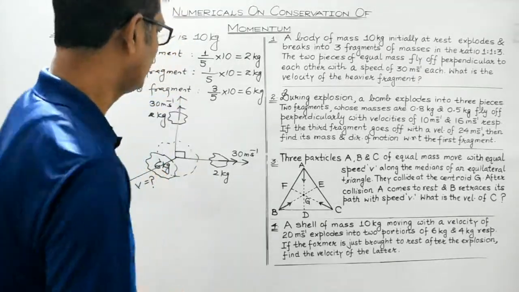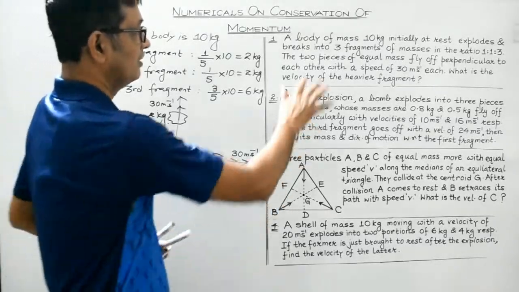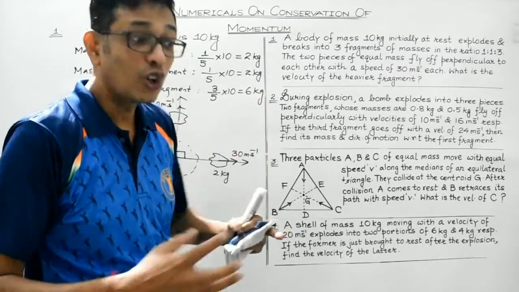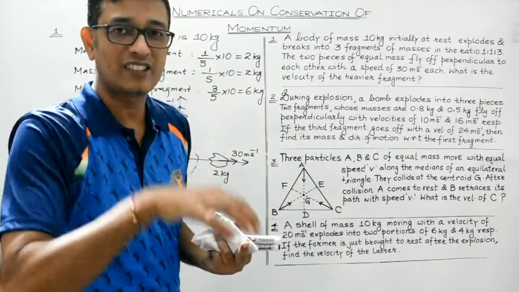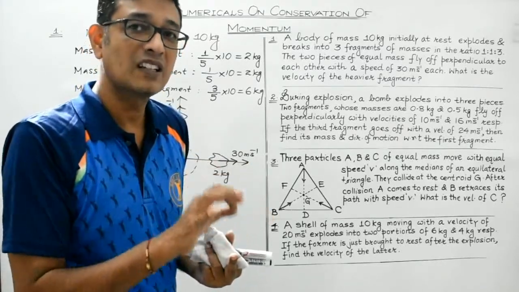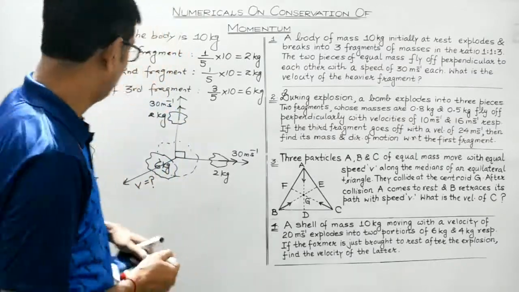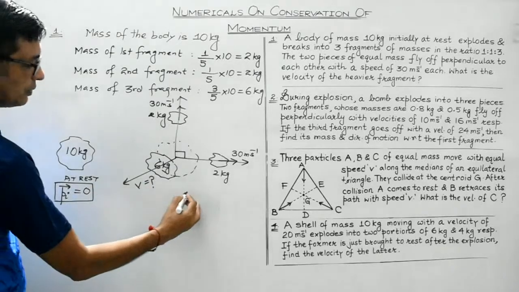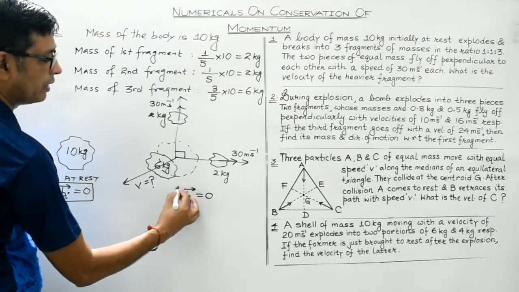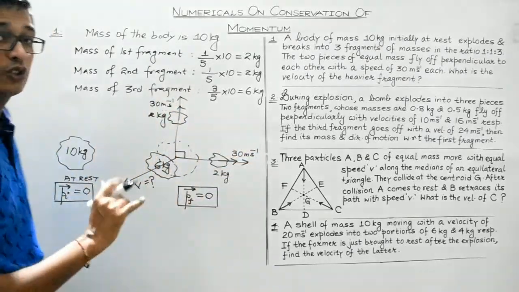So what you need to do is, initial momentum of the system is 0. And this body of mass 10 kg, which is initially at rest, explodes because of internal forces, not due to any external force. So net external force acting on the body of mass 10 kg is 0. Therefore momentum is conserved. Therefore initial momentum of the system must be equal to the final momentum of the system. Therefore students, final momentum of the system after explosion must also be 0.